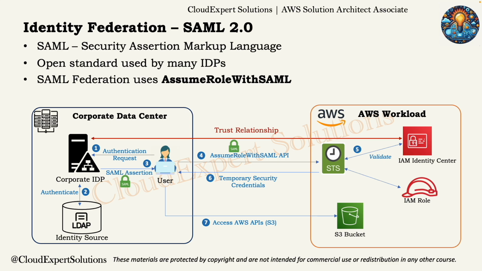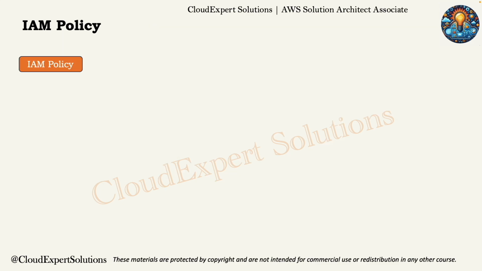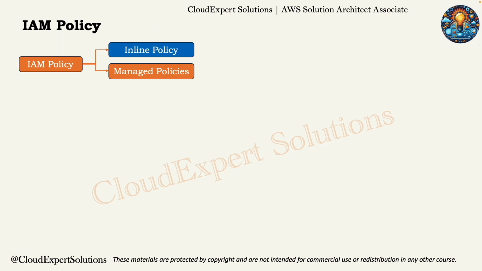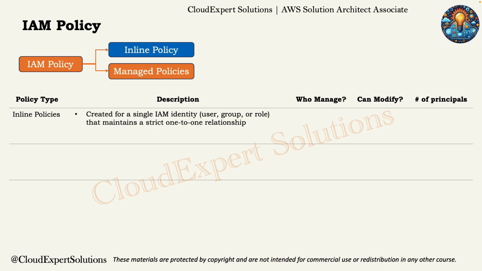Since we have reviewed Identity Federation with SAML and we talk about IAM policies, let's dive deep into IAM policies. There are two broad types of IAM policies: inline policy and managed policy. Now let's review the inline policy first. You can create inline policy for a single IAM identity, maybe for a user or for a group or for a role, and that maintains a strict one-to-one relationship.